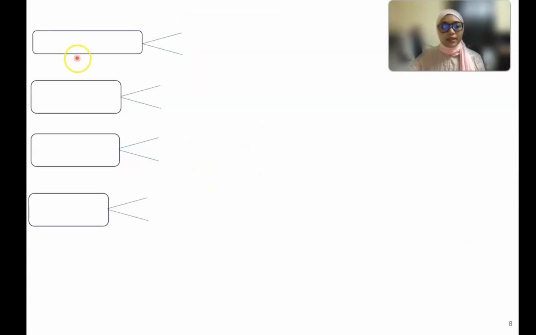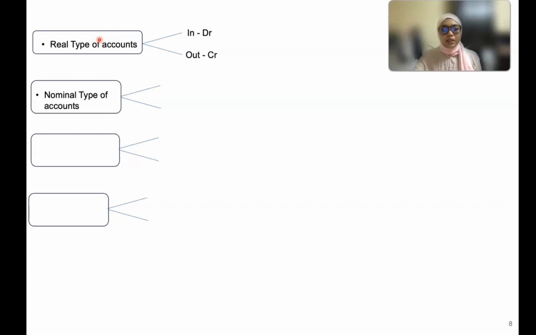Okay, so in this slide I'm going to give you a quick recall of how we are going to record. How are we going to decide the debit and credit side for the real type of account? For the real type of account, if it is in, it is debit. If it is out, it is credit. For the nominal type of accounts, if it is expense, it is debit. If it is income, it is credit.